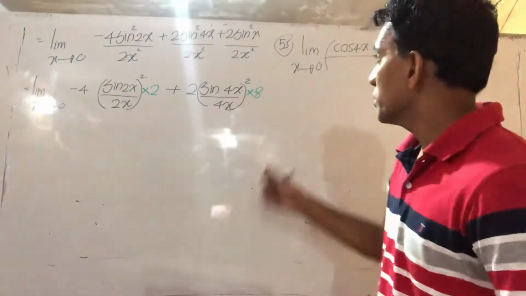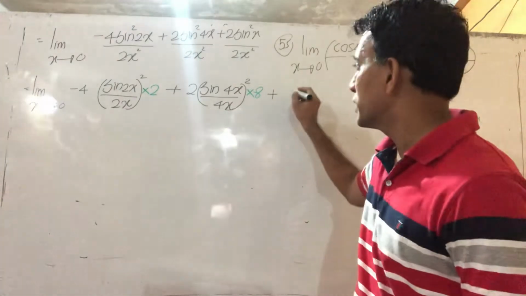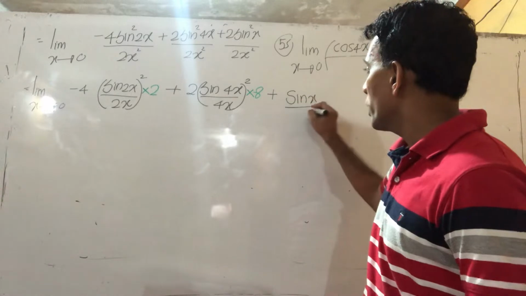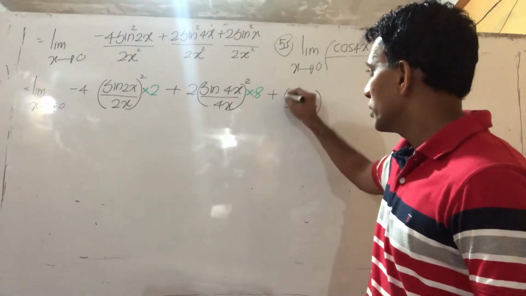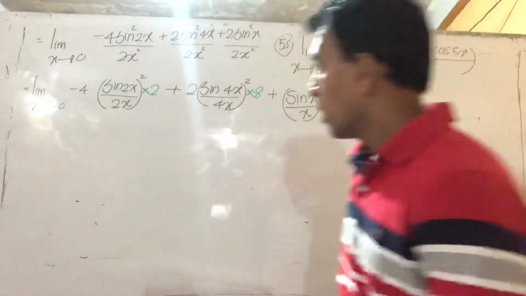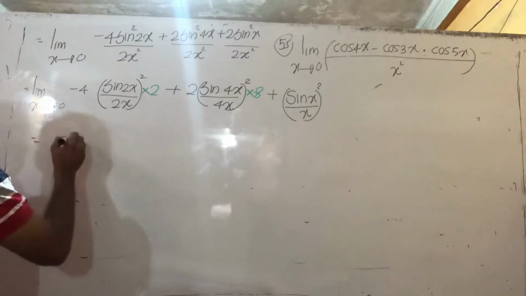Very long question, but an easy problem, right? Here the 2 cancels, no matter. Sine x over x, its square. It's a perfect straight theory of limit trigonometry. Now write the answer when x tends to 0.